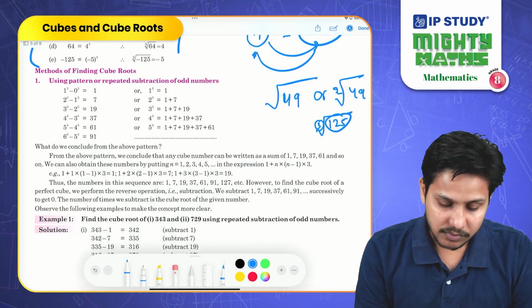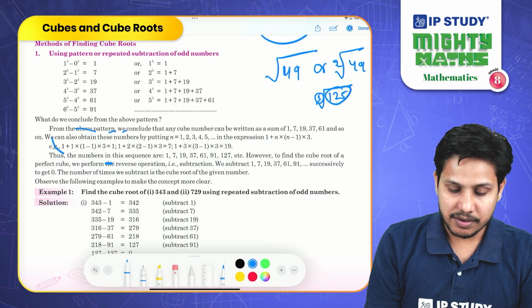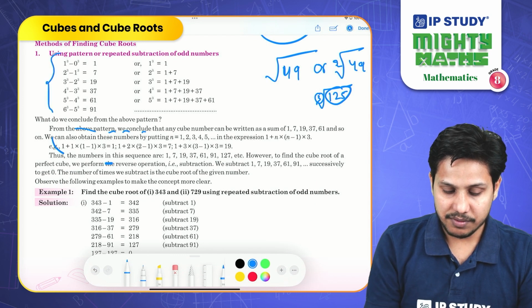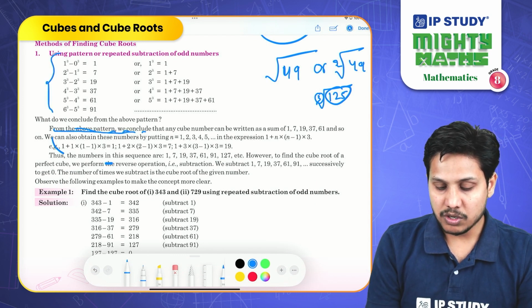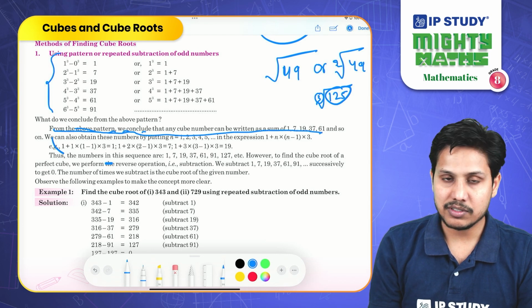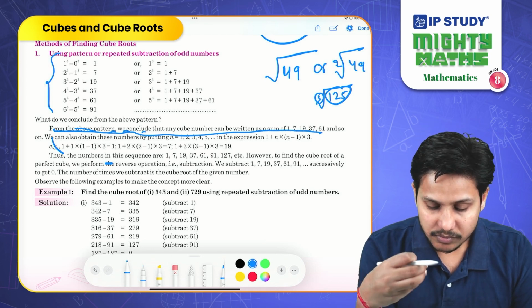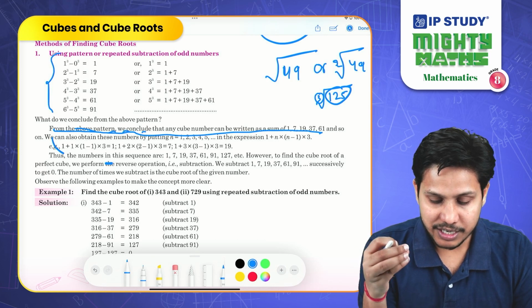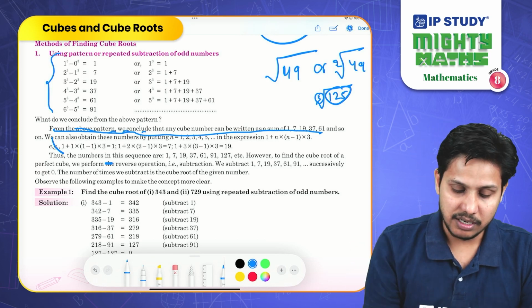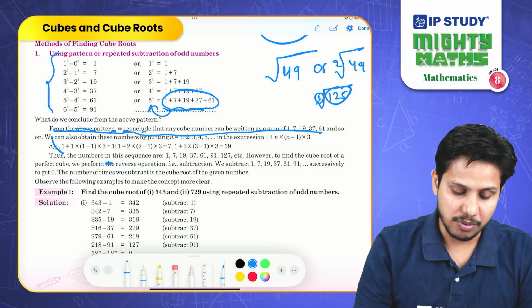Now here we have a pattern which says, from the above pattern we conclude that any cube number can be written as a sum of 1, 7, 19, 37. So there are certain sets of numbers which when added will result in the cube of the numbers like this. If we have taken this set of 5 numbers, it will result in the cube of 5.